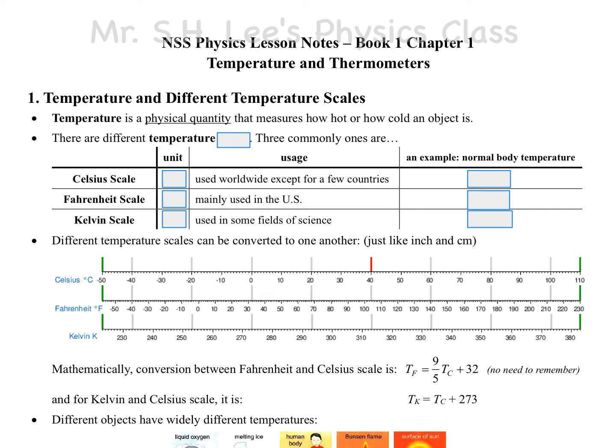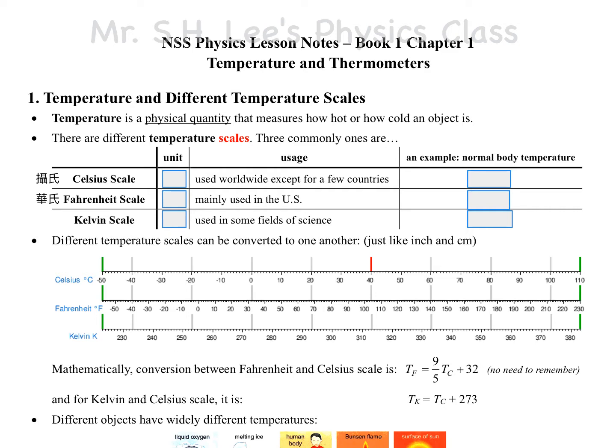As common sense, temperature is a physical quantity that measures how hot or how cold an object is. There are different types of temperature scales. Three common ones are the so-called Celsius scale, the Fahrenheit scale, and the Kelvin scale. In HKDSE, you just have to know about the Celsius scale and the Kelvin scale. The Fahrenheit scale is just here for you to know. You don't have to really know the details of it.